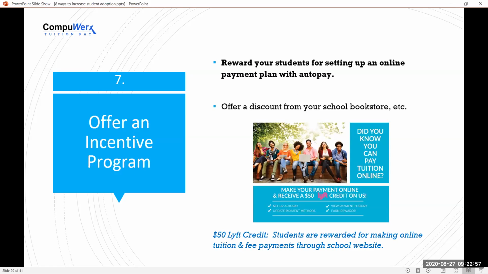Offer incentive programs. Reward your students for setting up an online payment program with automatic payment. There are a few ways that you could do this. You could offer, let's say, a percentage, 5% or 10% off for setting up a payment plan with automatic payment. So they could have 5 or 10% off purchases from the bookstore or the store of the school. Or you could give a $20 coupon from the store, or give them a discount of $30, or even a $50 gift credit to set up auto payment.